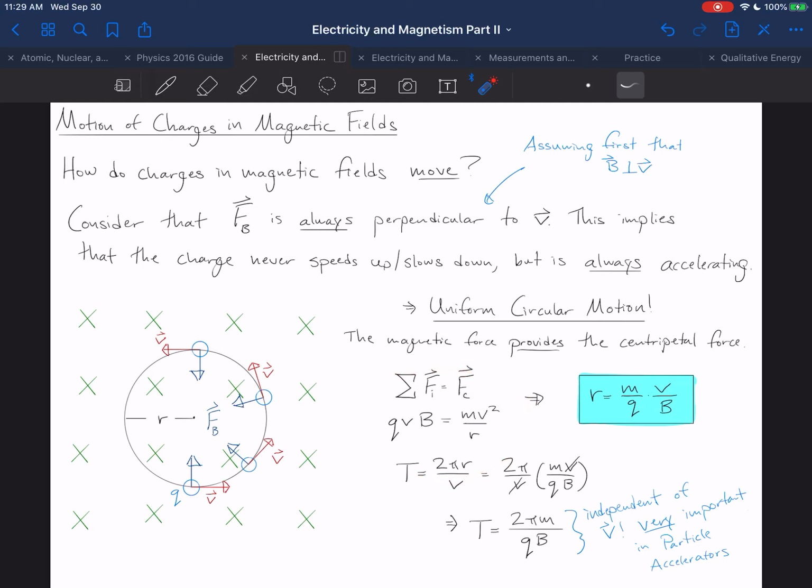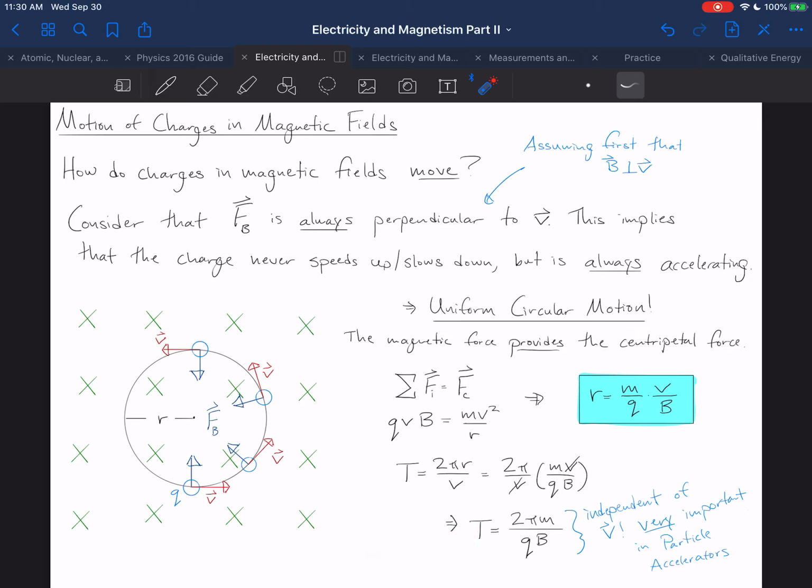If we know that the period of that circular motion is equal to 2 pi r divided by v, then you can plug in our expression for r into that equation, and that gives you an expression for the period equal to 2 pi m divided by qB. And that's fascinating because it is independent of the velocity of the particle. The period of revolution of this charged particle in this magnetic field is independent of the velocity of the particle.